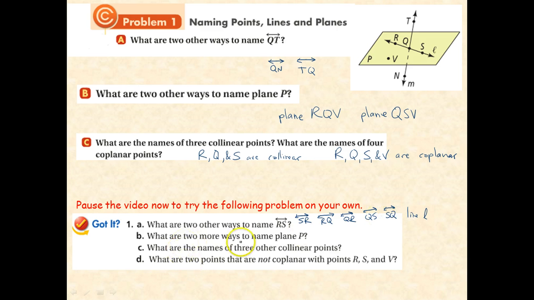What are 2 more ways we could name plane P? Okay, so we already did RQV and we already did QSV. We could do RSV.